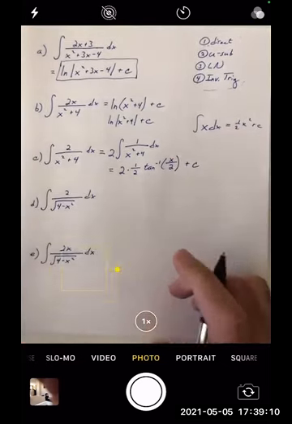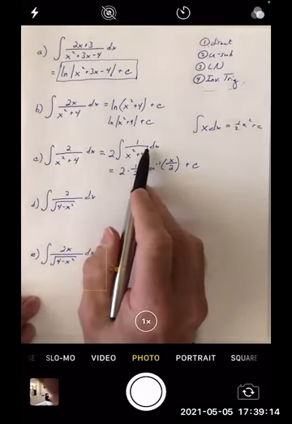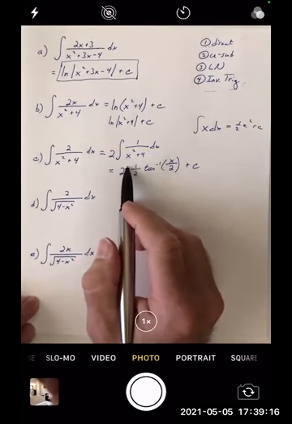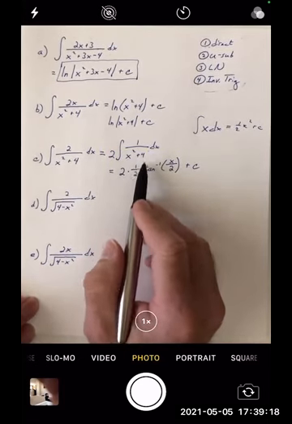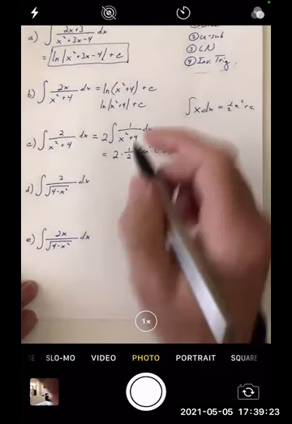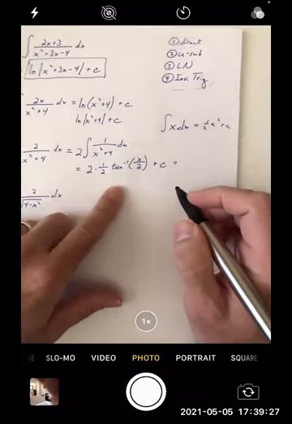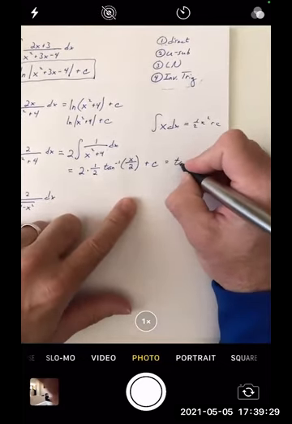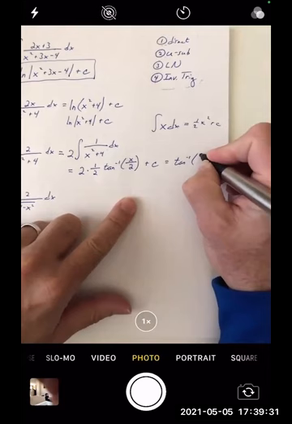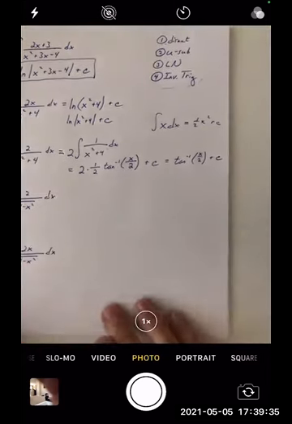So the u and the a, you're getting them from that denominator. You just have to square root the two terms. So square root of 4 is your 2. Square root of x squared is your x. And then just simplify it so the 2s cancel out. And there you go.